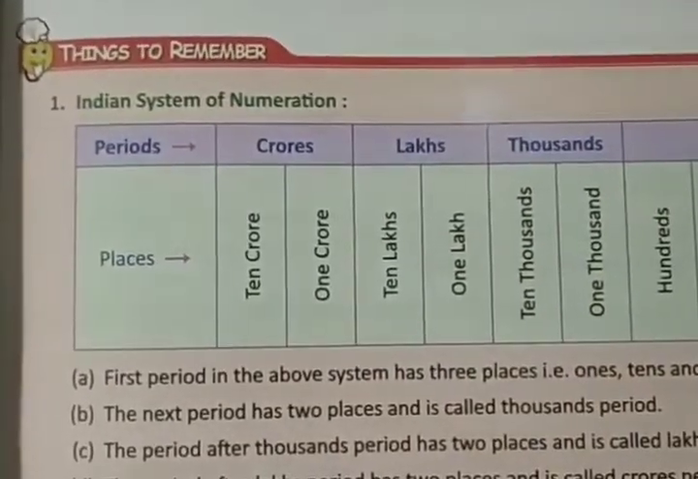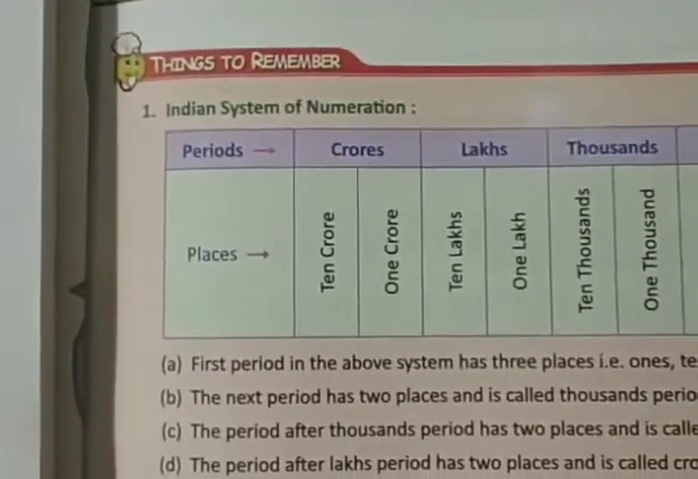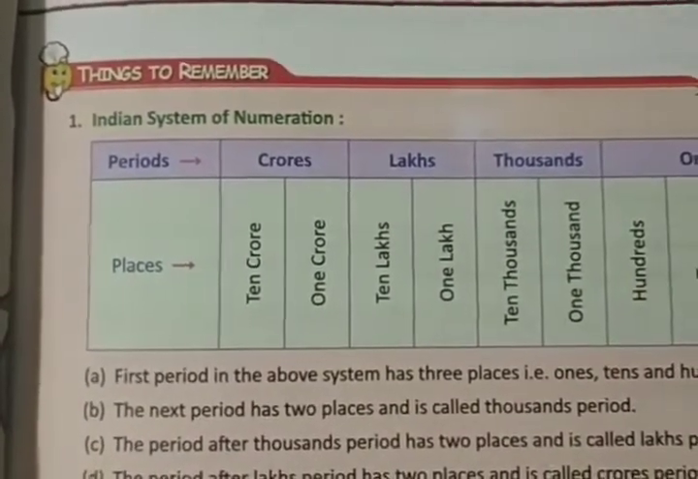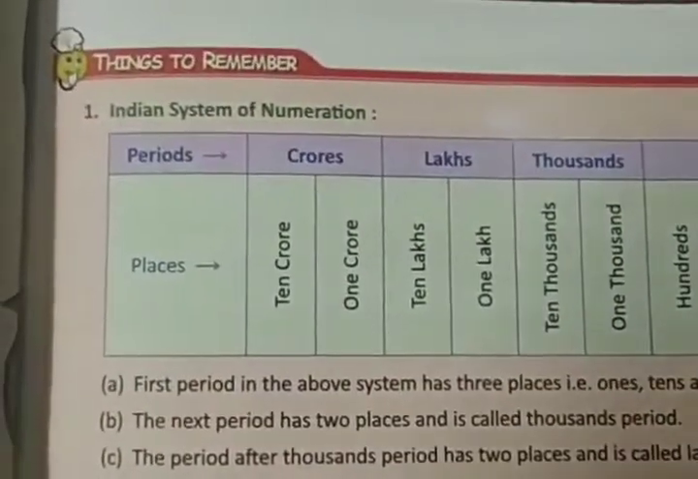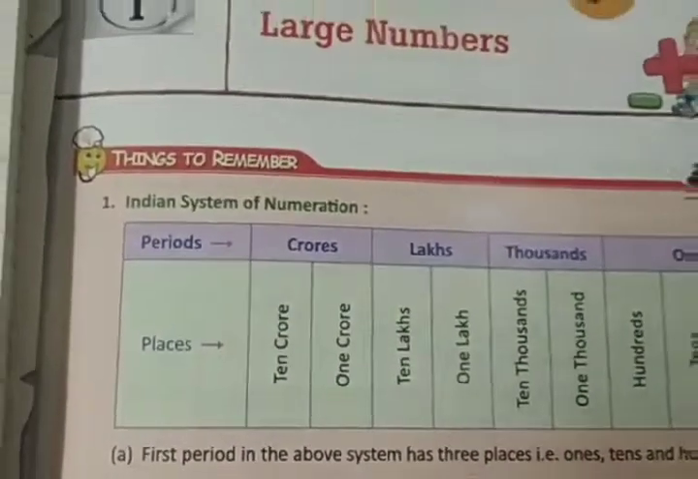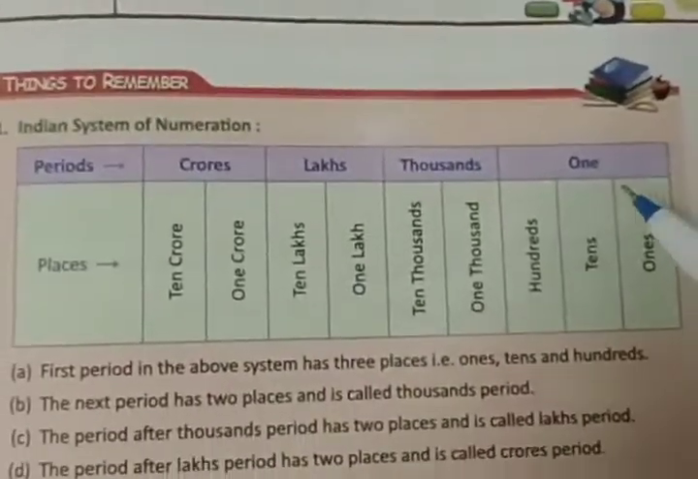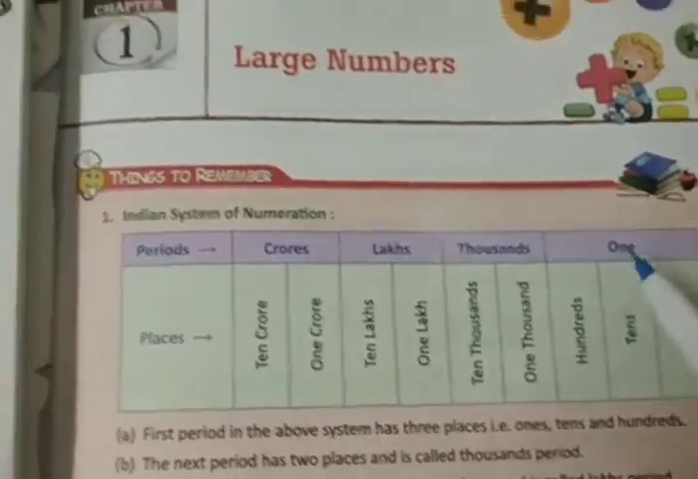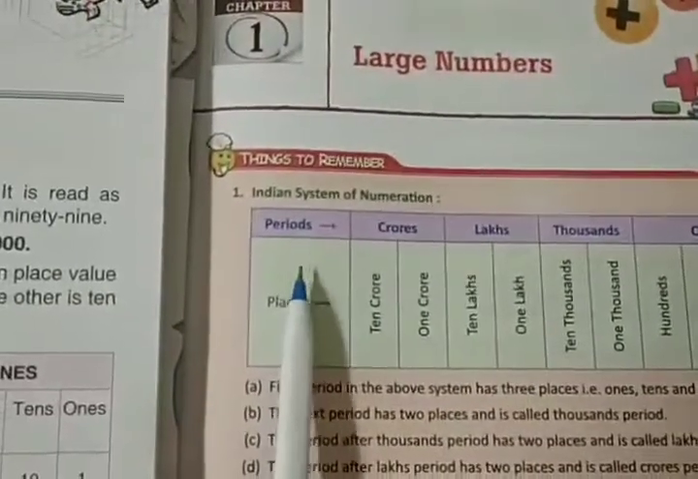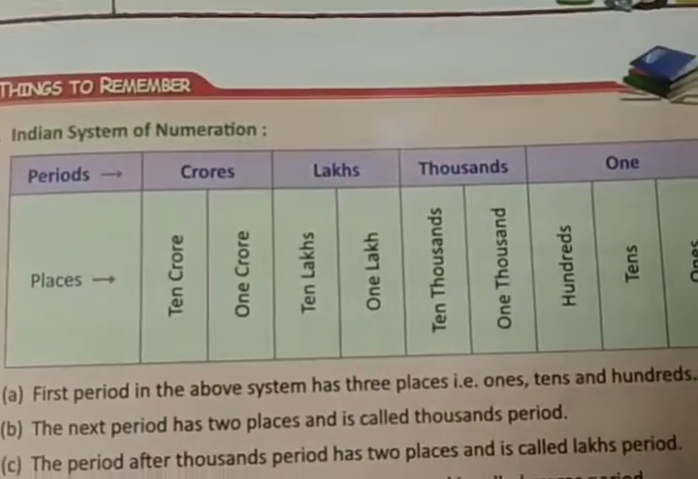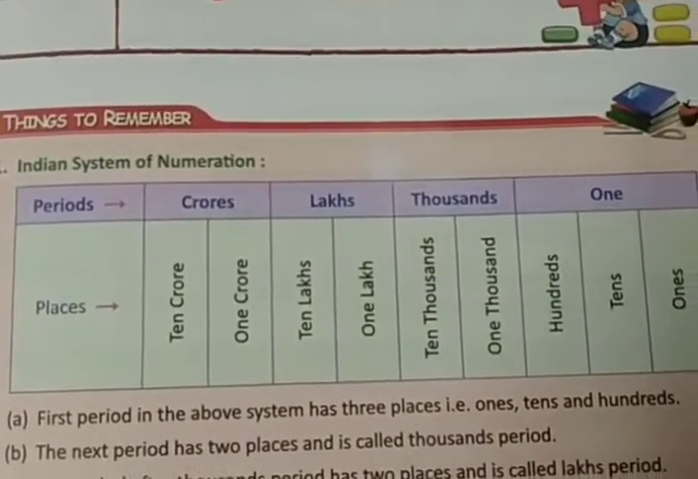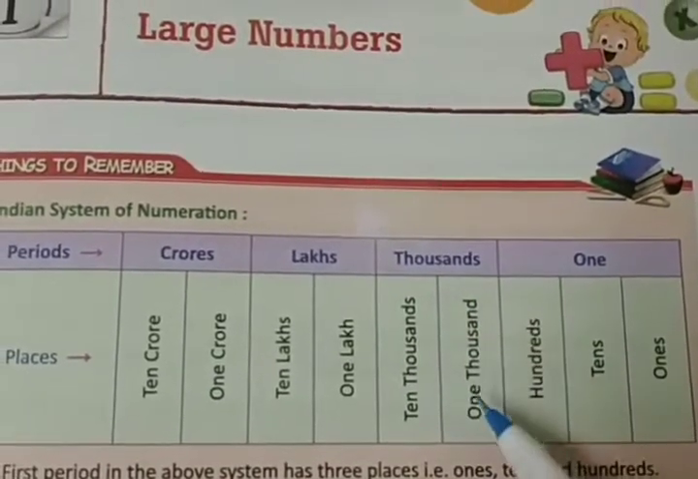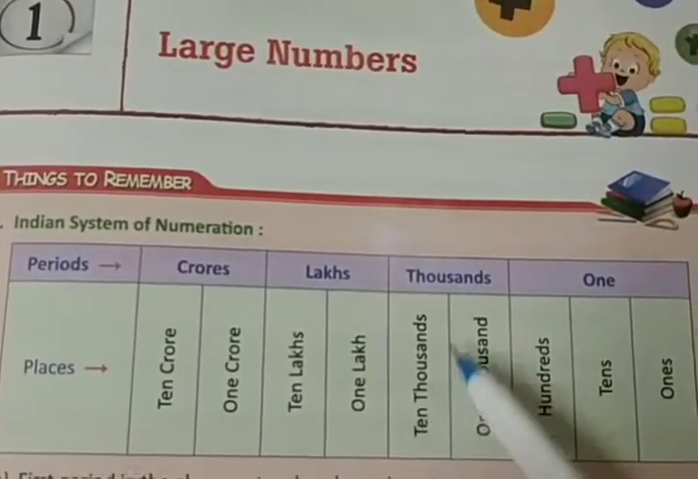In this video, we will see the Indian system of numeration and international system of numeration. Now, all these years that you have studied, it is the Indian system of numeration. So far you have studied ones and thousands. In ones you have, these are the different periods and these are the places. In ones period you have ones, tens and hundreds, and in thousands period you have 1000 and 10,000.